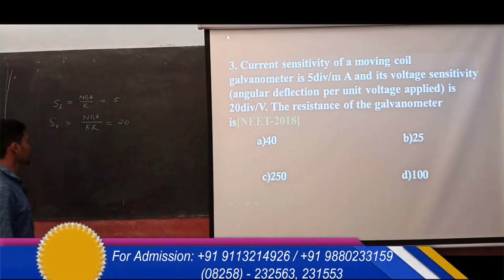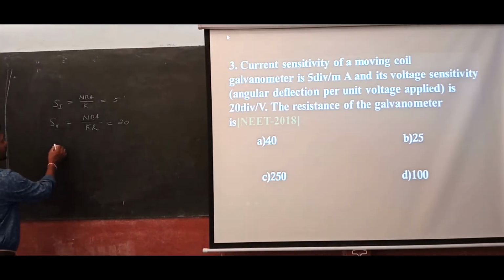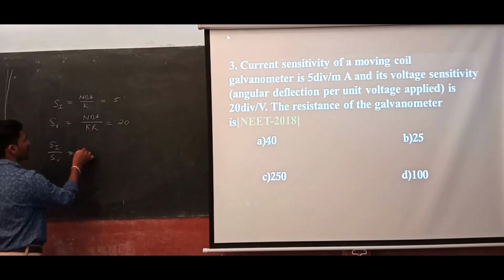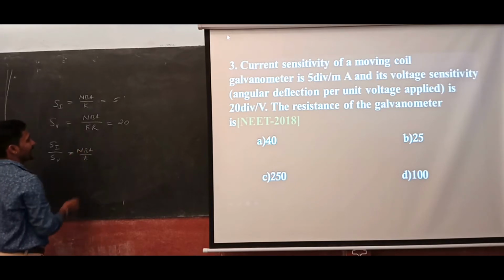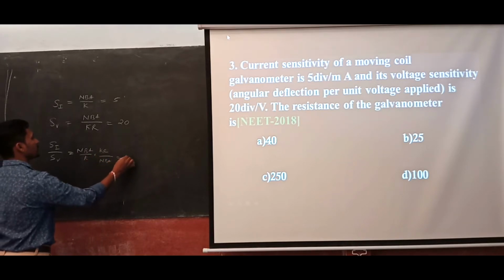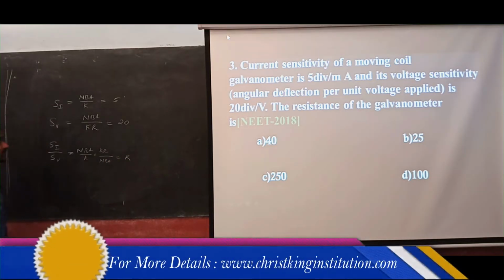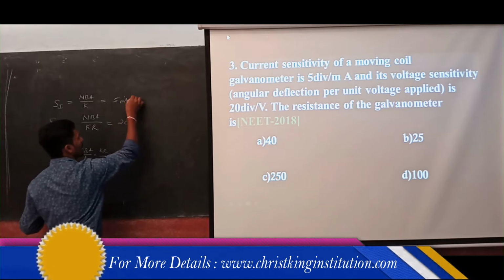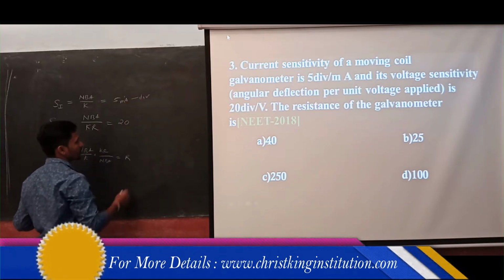Now while coming to this, we know that SI by SV, isn't it? SI by SV means NBA by K, where K is the figure of merit of the galvanometer, N is the number of turns, B the magnetic field, and A the area of the coil, into KR divided by NBA, you are going to get R. So SI by SV I have to do, but it is milliampere per division, no.